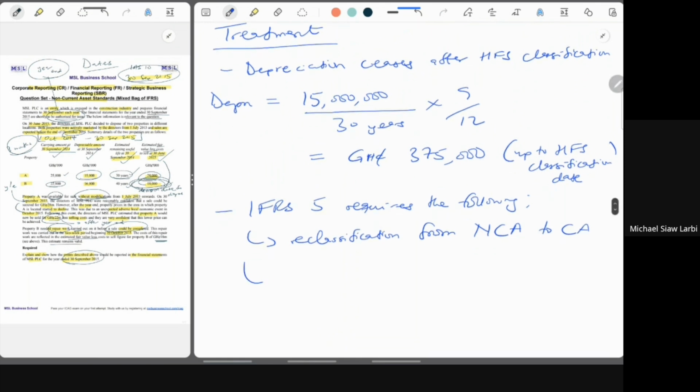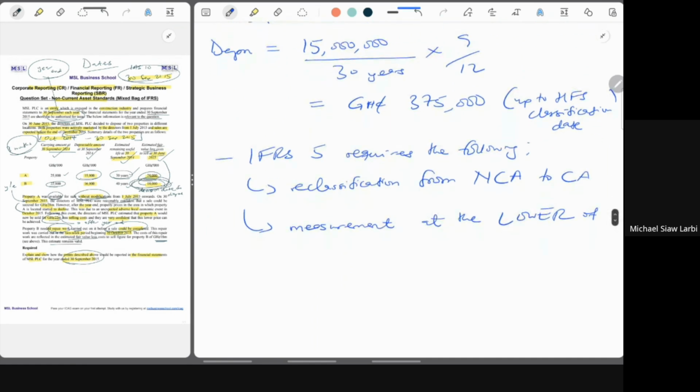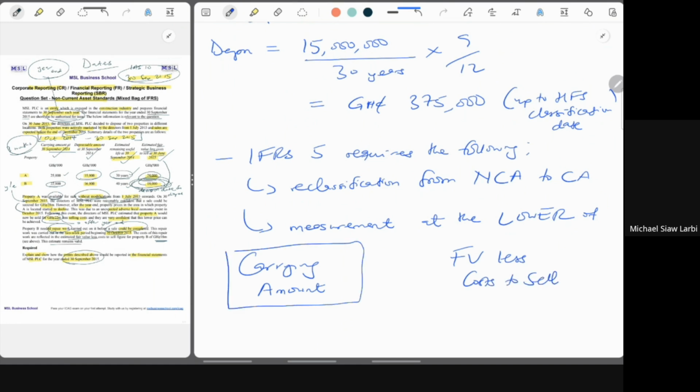Then it requires also a measurement. Once you classify as held for sale, you measure the asset at the lower of two things. The lower of what? The carrying amount of the asset. Lower of the carrying amount and the fair value less cost to sell. Please take note of this.